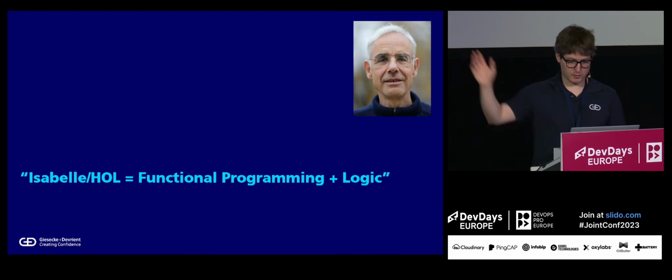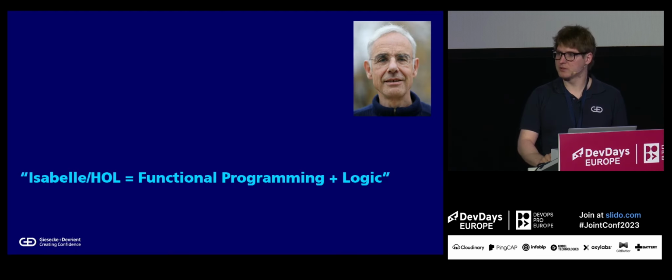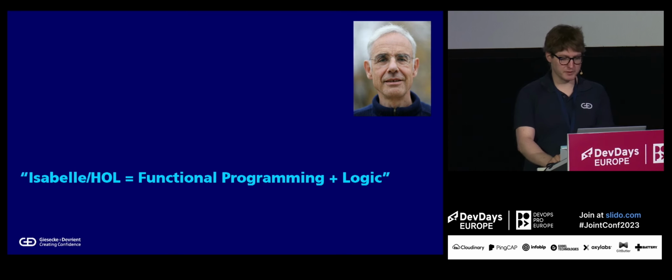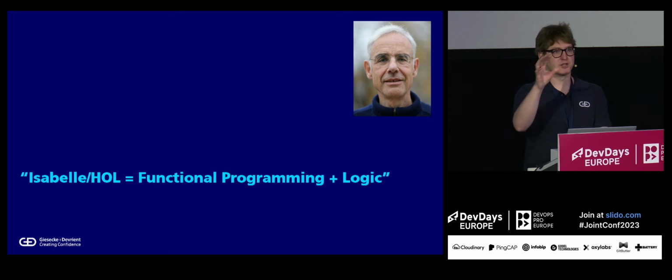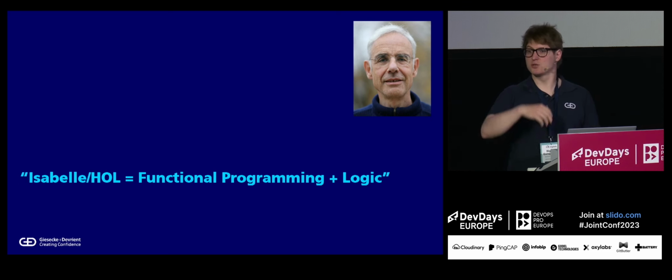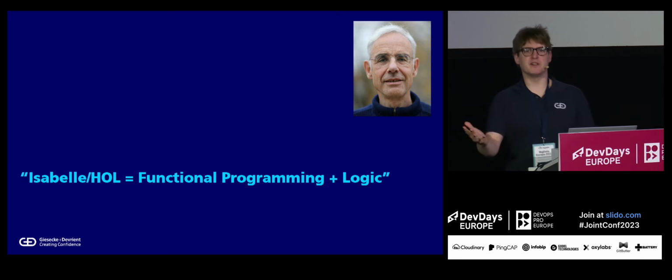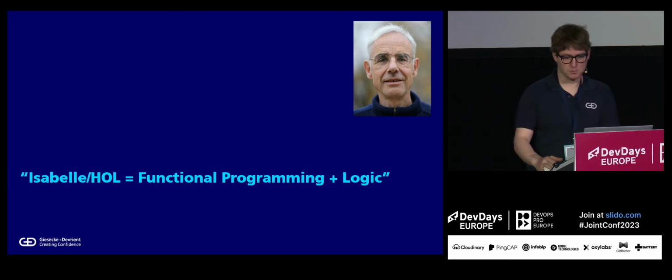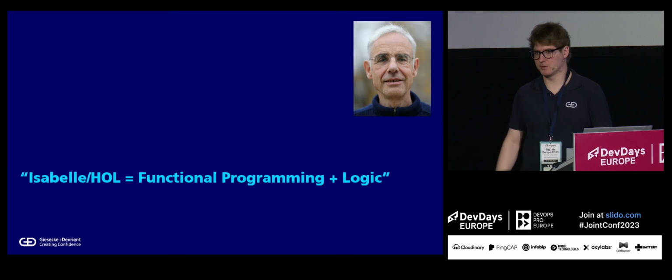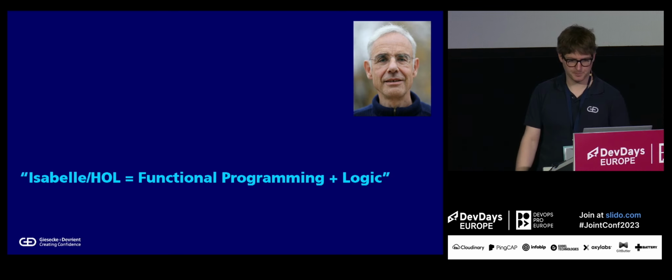And this is a quote from Tobias Nipkow, one of the other developers of the system, a professor in Munich. He said that this Isabelle system is basically a combination of functional programming plus logic. So you can just use it as a bit of a weird functional programming language. You can actually run your programs when you write them in the language, and then you just sprinkle some logic on top so that you can prove properties about it.